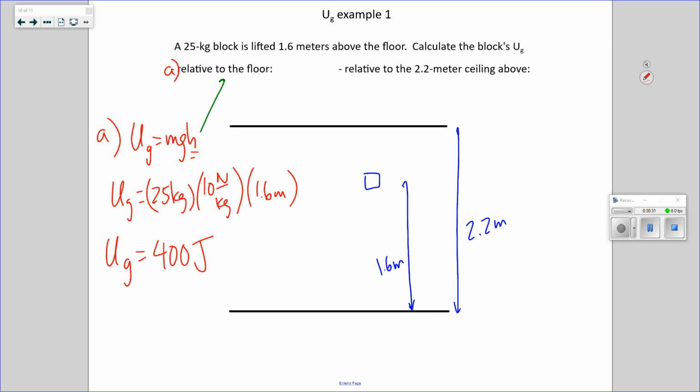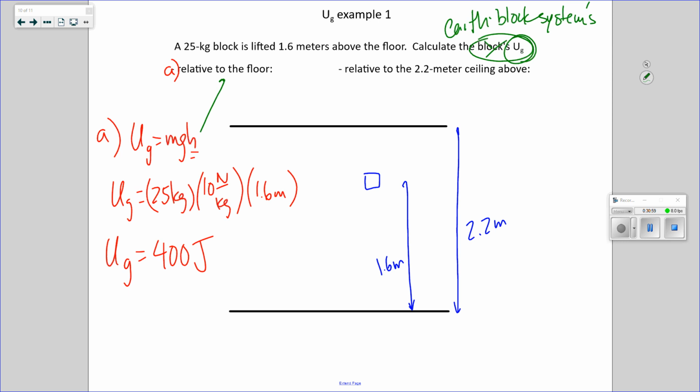Now, what is the system's? This is actually a crap question. The block's UG, that's not a good question. All right. Calculate the, this should say Earth-block system's gravitational potential energy. The block can't have gravitational potential energy. Single objects can't have gravitational potential energy. Only two-object systems can.